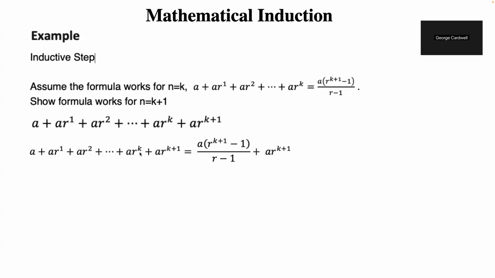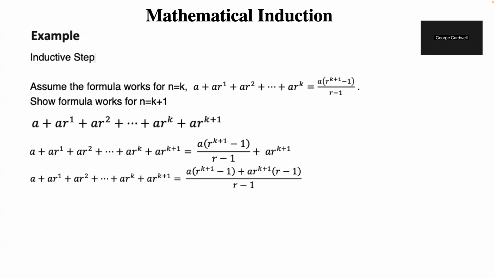So what that means is I can rewrite this and take the first A plus up to AR^K, which can be substituted with the formula right there, plus this one other term. Then you just do algebra. In order to add these two terms, I have to have a common denominator of R minus 1, which means this right-hand term, AR^(K+1), I've multiplied by (R minus 1) over (R minus 1), and then I wrote it over one term because it's a common denominator.